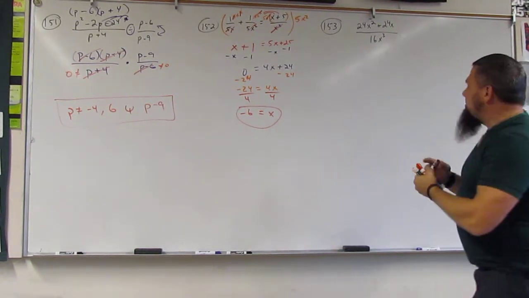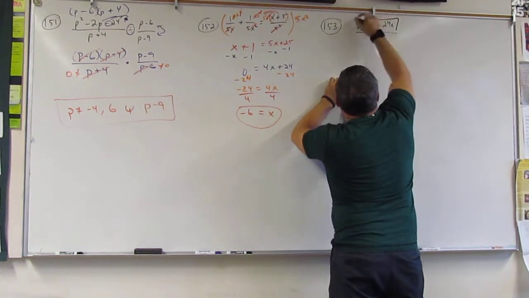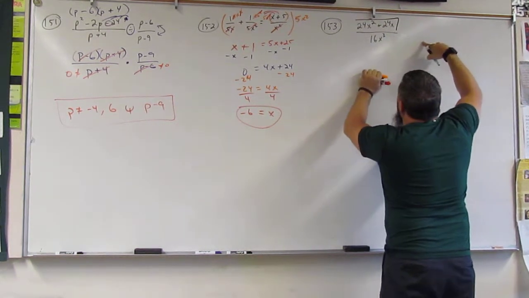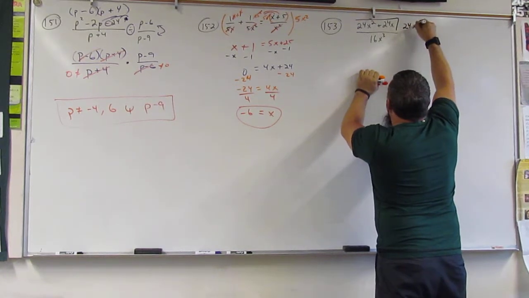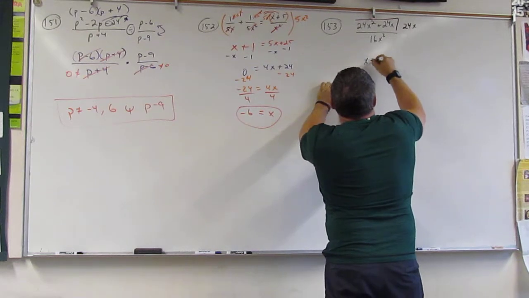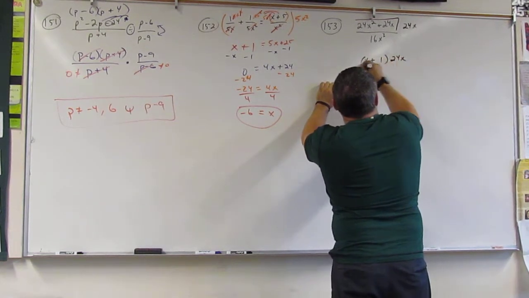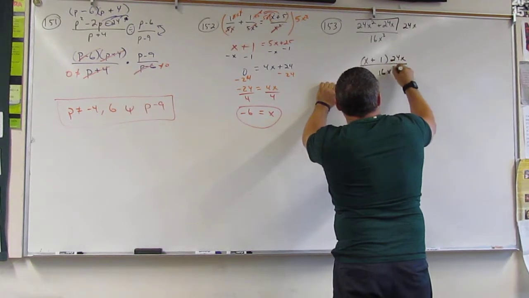Yeah. Okay. With this last one, we're going to pull out whatever we can. I want to pull out this way. It just seems like there's more room. I know 24 is coming out. I know X is coming out. What's left is I got an X plus 1 and a 24X all over 16X cubed.